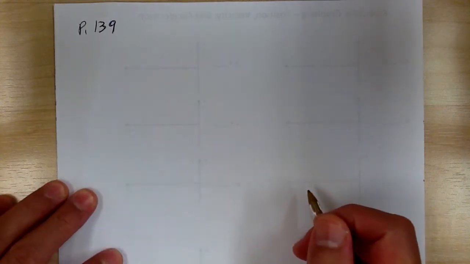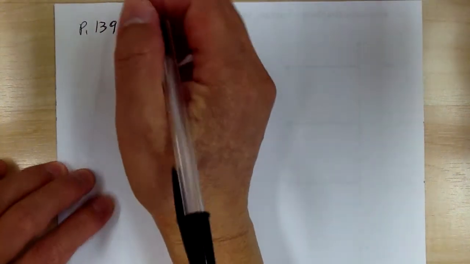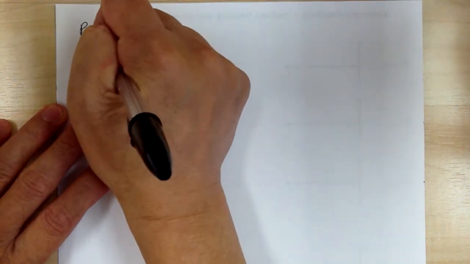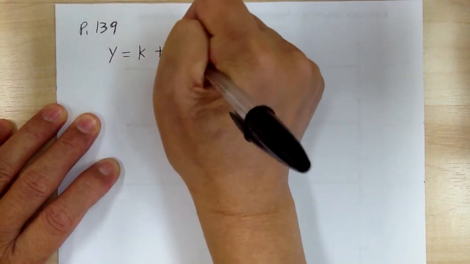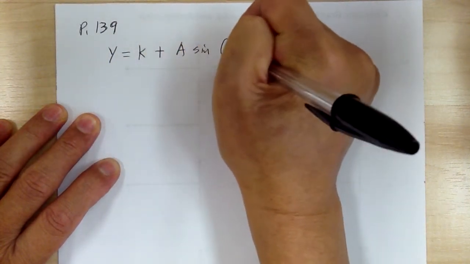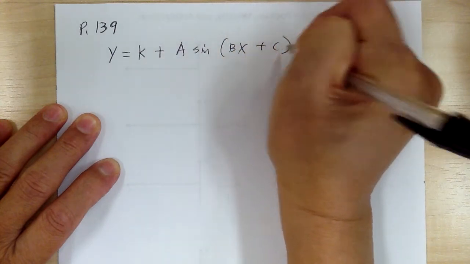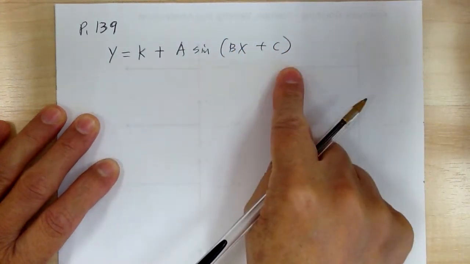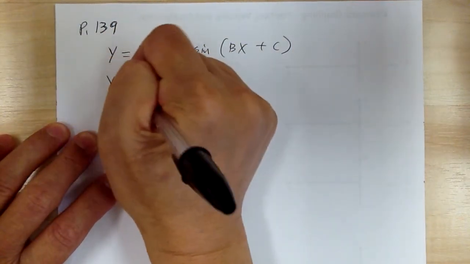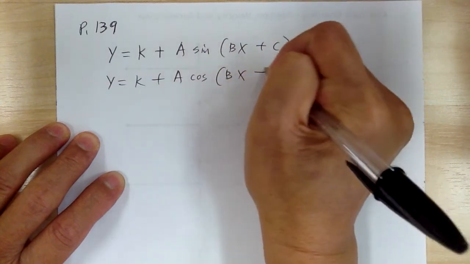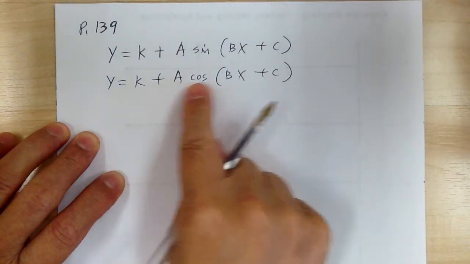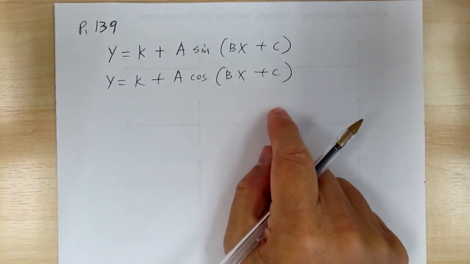For sine and cosine, let's look at the general form of the function with everything. It looks like this: y equals k plus a sine of bx plus c. This is the one with everything. The same thing for cosine would be k plus a times cosine of bx plus c. So k, a, b, and c are just numbers at various locations.